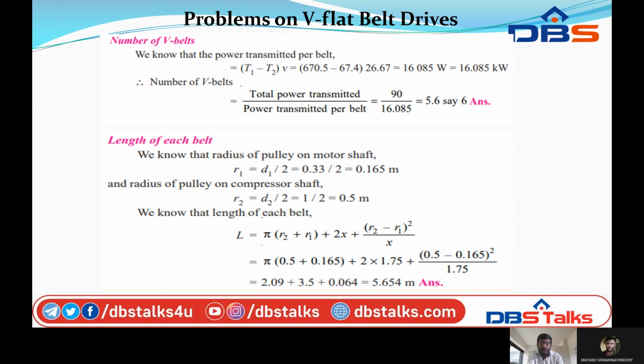So we know that the length of each belt, L, is equal to pi into R2 plus R1, plus 2x, plus R2 minus R1 whole square by x. This is the open belt length formula. This formula is given for the open belt drive. In yesterday's class we discussed the open belt drive length formula. So L is equal to pi into R2 0.5 plus R1 0.165, plus 2 into x 1.75, plus 0.5 minus 0.165 whole square by x 1.75. So finally the length of the belt is 5.645 meters. This is the final length of each belt.